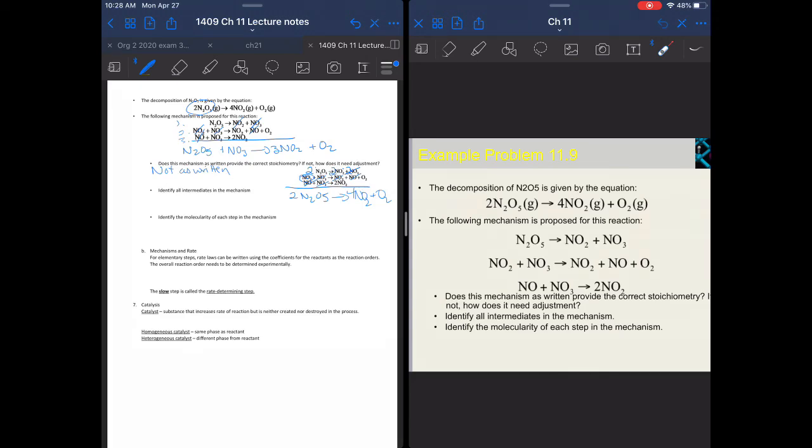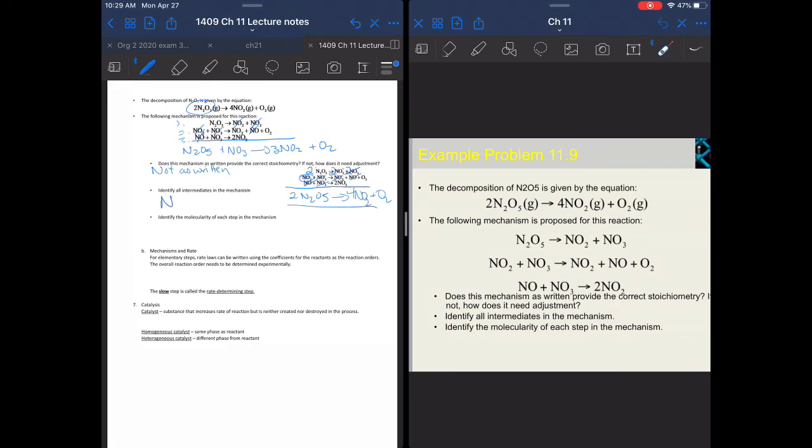All right, so here we go. Let's keep looking forward on this. Identify all the intermediates, right? So the reactive intermediates for this reaction would be something that's generated in the reaction, but you don't see it in the overall reaction.